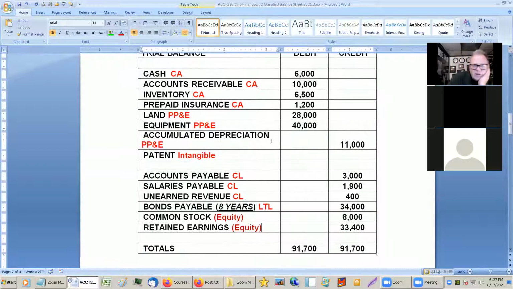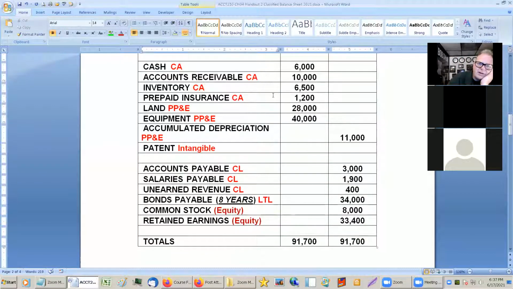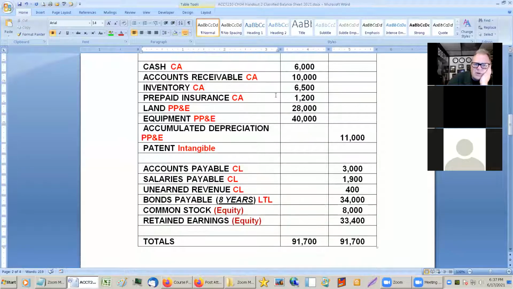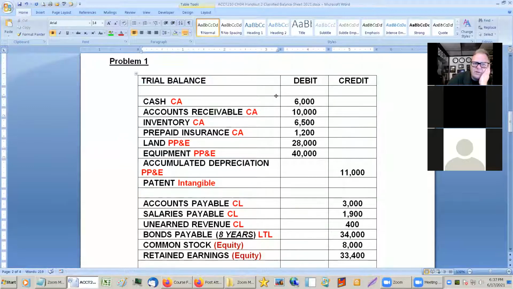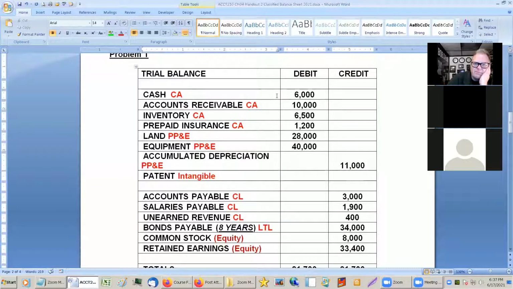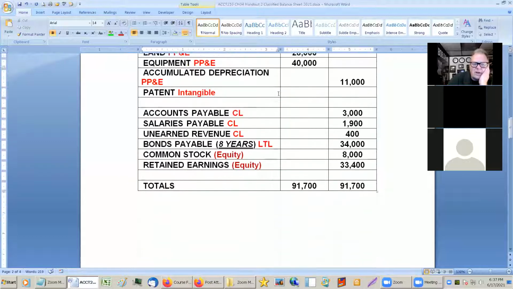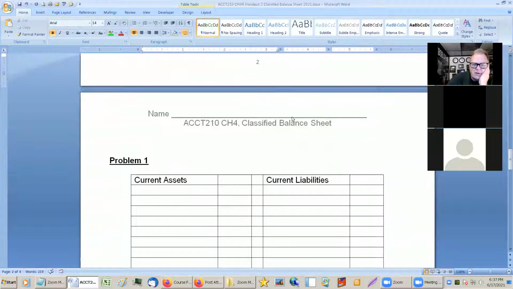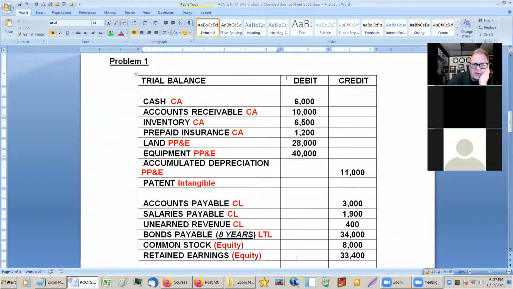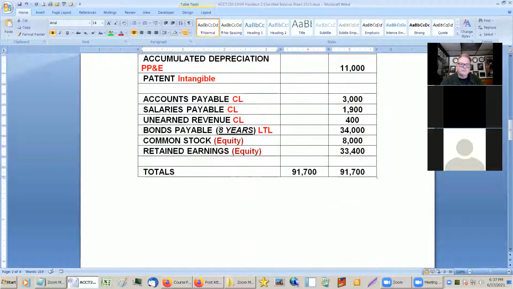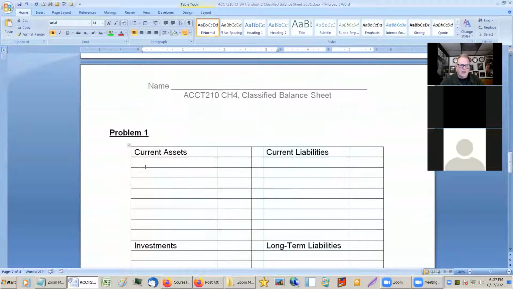Okay, so this is what we're going to do with this. We're going to piece this together and put them into different categories, and hopefully we'll see why here in a minute. Why are we doing this? Okay, so let's come down here. So current assets, well, let's get all these things that are current assets and put them in current assets.